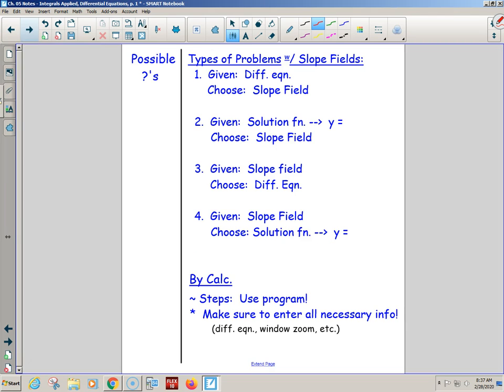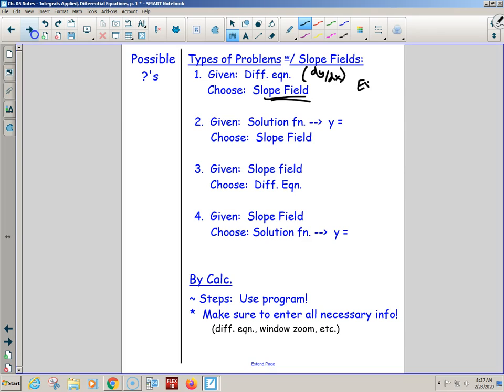Matching to the slopes is a little bit trickier. You don't necessarily need to memorize this page. I'm just trying to give you verbal clues about some of the steps we just did. But before that, here are the different possible questions you might be given with slope fields. You could be given a differential equation, some sort of y prime or dy dx, and choose a slope field. That's what we just did.